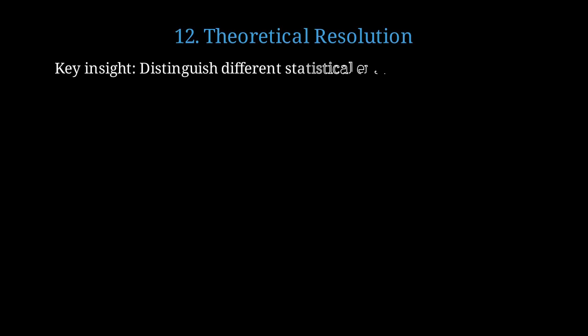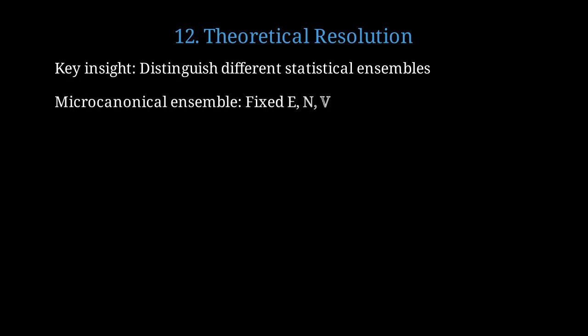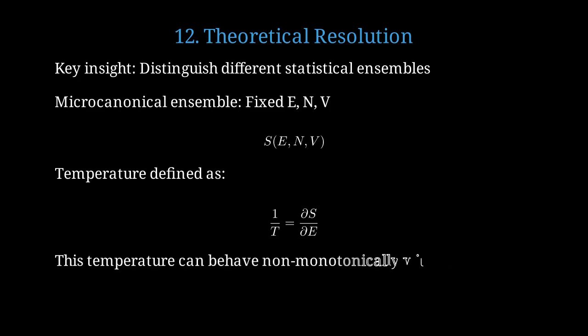The key theoretical insight is to carefully distinguish between different statistical ensembles. In the microcanonical ensemble, energy, particle number, and volume are all fixed. Entropy is a function of energy, particle number, and volume. Temperature is defined as the derivative of entropy with respect to energy. 1 over T equals partial S partial E. This microcanonical temperature can actually decrease as you add energy, giving negative heat capacity in other ensembles.